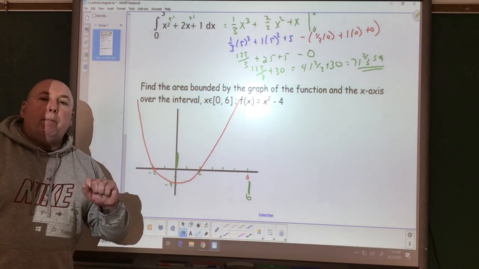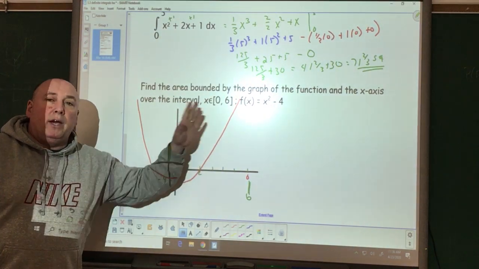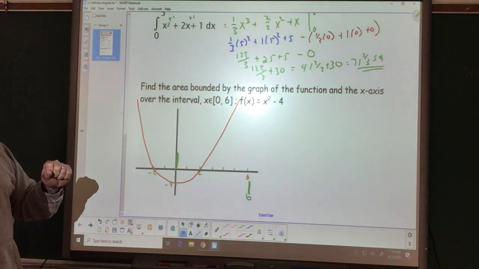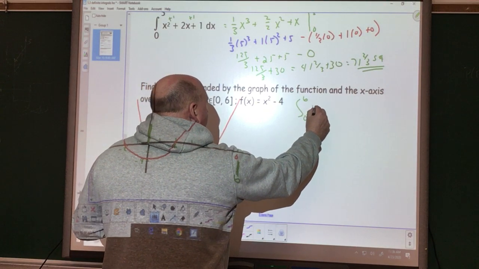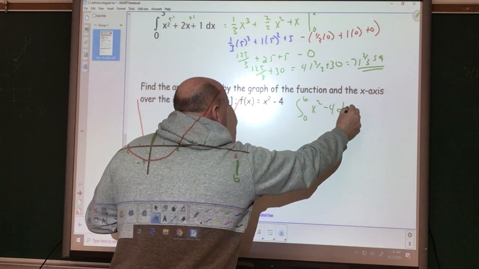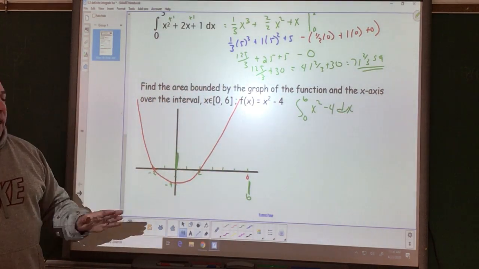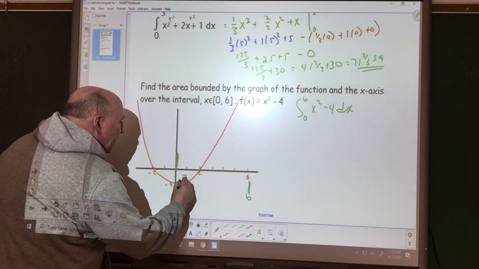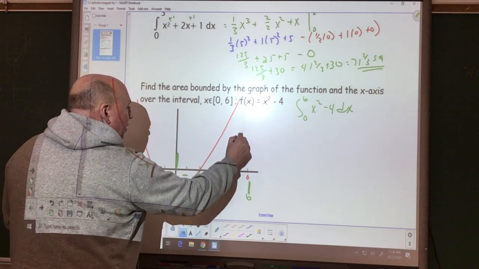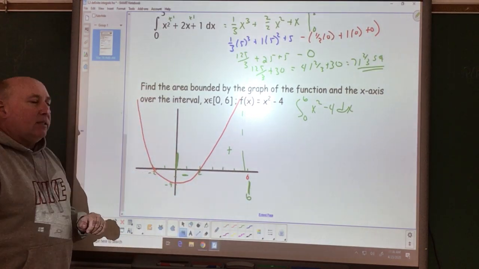Now if you remember back, I want to find my total area here. So I cannot just sit here and take the antiderivative from 0 to 6 of x squared minus 4 dx. Because if I do that, the problem we run into is, if you remember back, this area was negative and this area was positive.